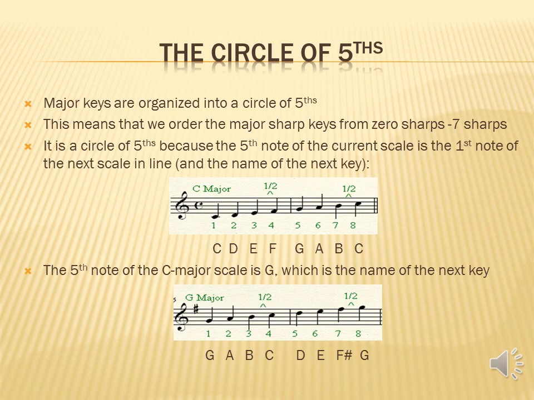The circle of fifths. Major keys are organized into a circle of fifths. This means that we order the major sharp keys from 0 sharps to 7 sharps. It is a circle of fifths because the fifth note of the current scale is the first note of the next scale in line and the name of the next key. We start with C major with 0 sharps. The fifth note of the C major scale is G, which is the name of the next key, G major.